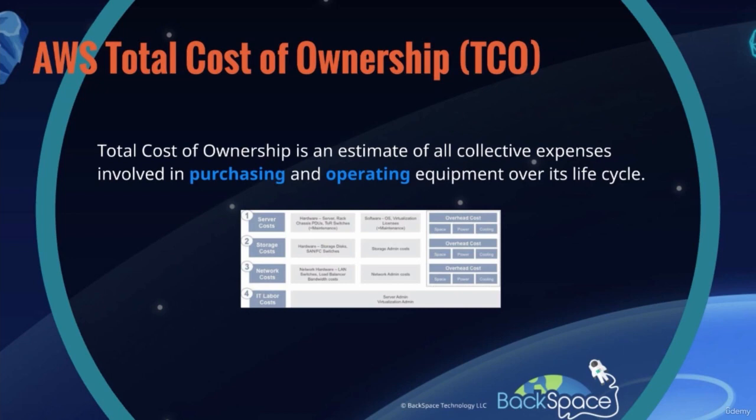When you're comparing the costs of running an on-premises data center as opposed to running a virtualized environment on the AWS cloud, you need to take into consideration all of the costs, the total cost of ownership of that solution, or TCO for short. Now, TCO provides an estimate of all of the expenses that are involved in not only the upfront purchasing, but also the operating of that equipment, all of the overheads involved in operating the equipment over its entire life cycle.